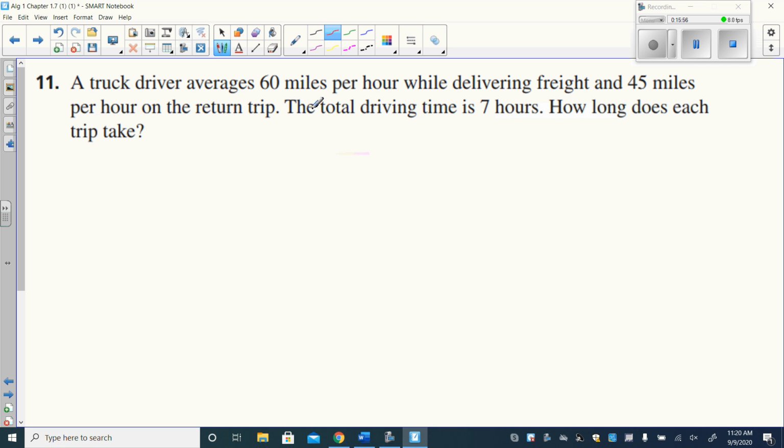A truck driver averages 60 miles per hour while driving freight and 45 miles per hour on the return trip. So when he's going there, he's averaging 60 miles per hour. On the return trip, he averages 45. The total driving time is 7 hours. How long does each trip take?